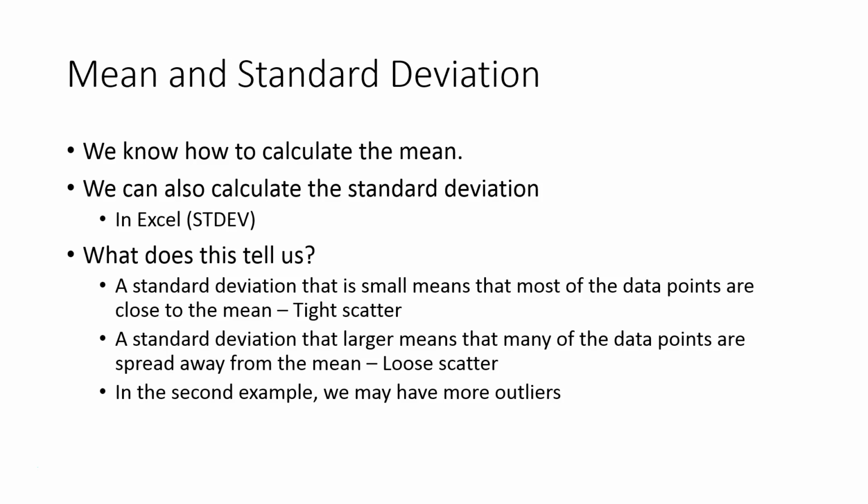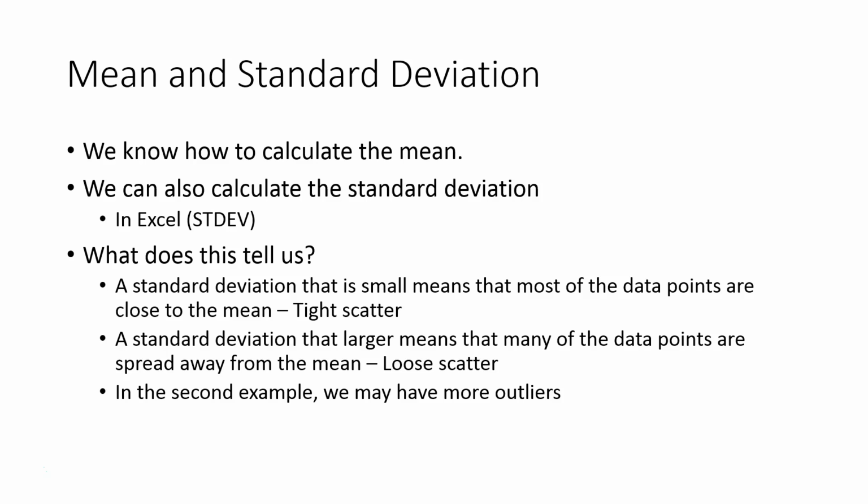But what does this tell us? A standard deviation that is small means that most of the data points that are in the set are close to the mean, and it's what we call a tight scatter. It's a tight scatter around the mean. You've calculated a mean, and most of the data points are really close to that mean.